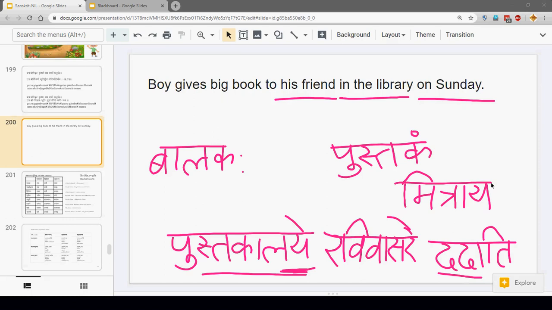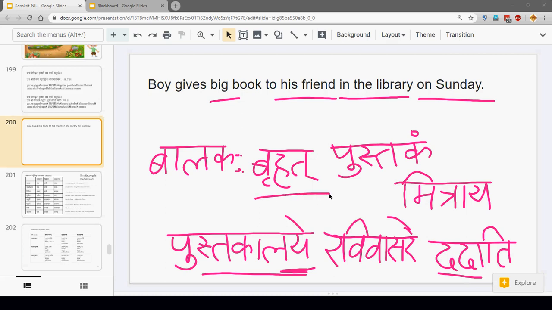Now, what is remaining? Big. Now for big, I will use a new word called bruhat. Vishal can also be used, but Vishal is usually for when the area is big. So, Balakaha bruhat pustakam dadati.